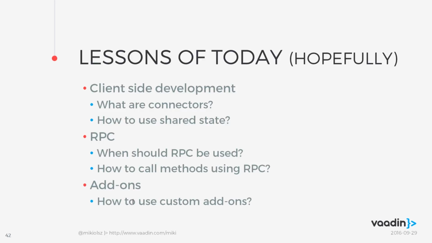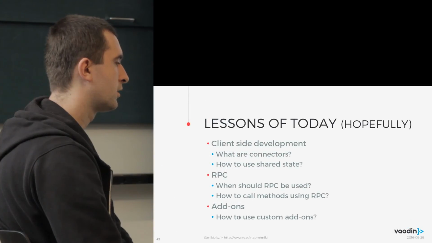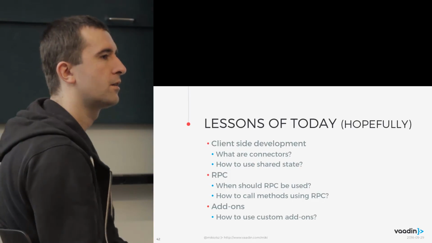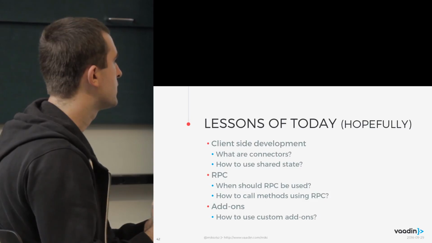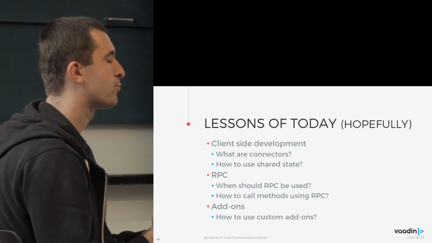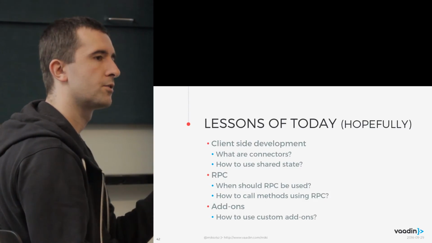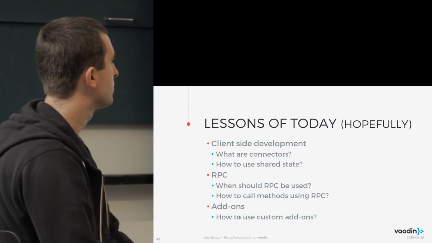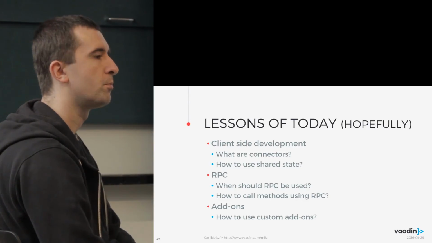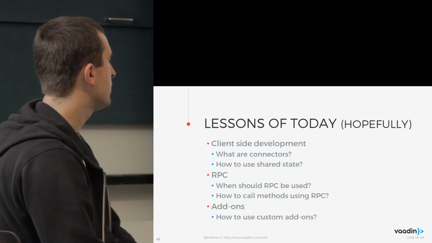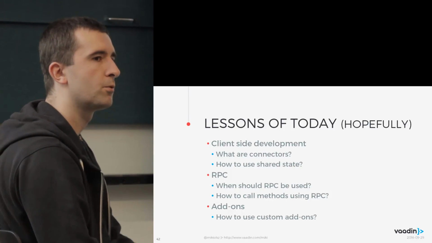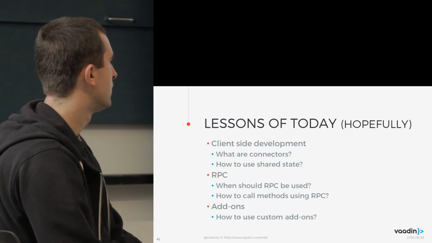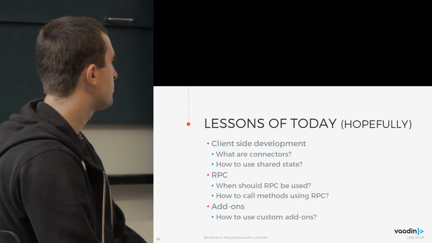Today, I quickly went through the client-side development, so connectors and shared state. These are the most important parts of developing your own add-on. And as I said previously, the whole framework works exactly this way. It's nothing different from what the normal components do. Then there was the RPC. So how should we use RPC and how do we call the methods? How do we register them? Who owns the implementation of what? And so on. And then how to use custom add-ons.